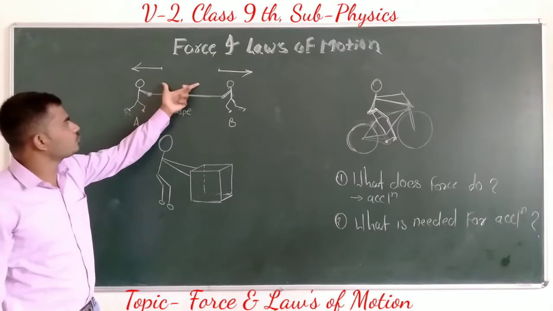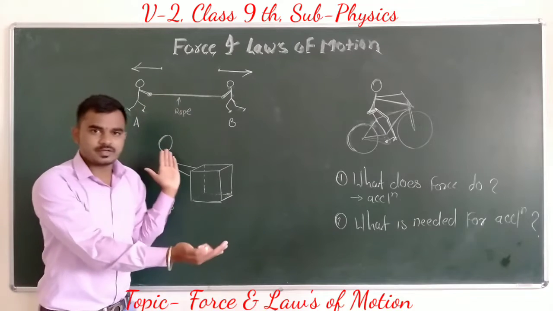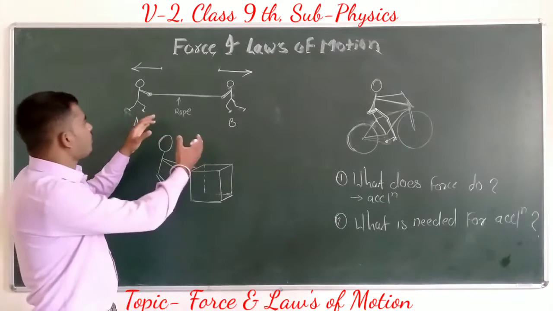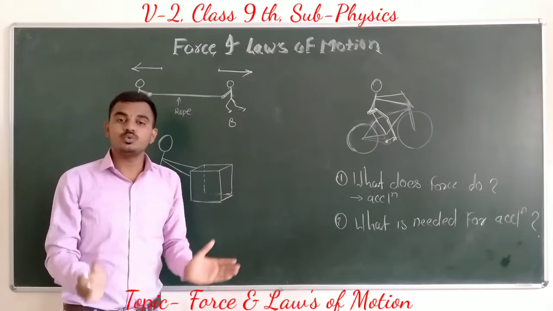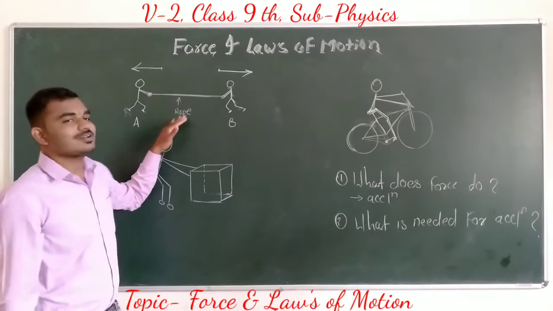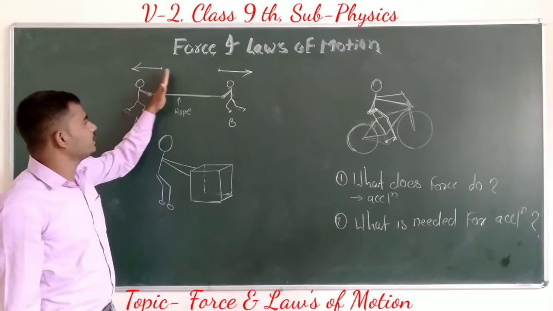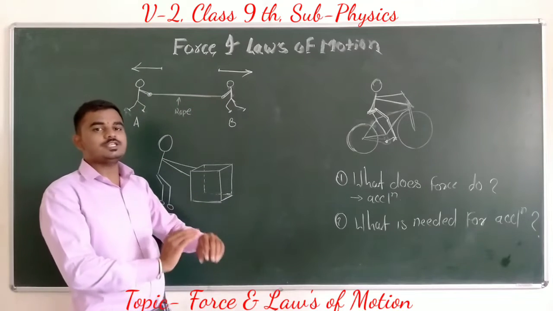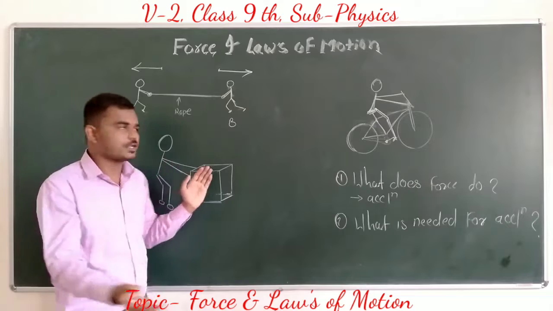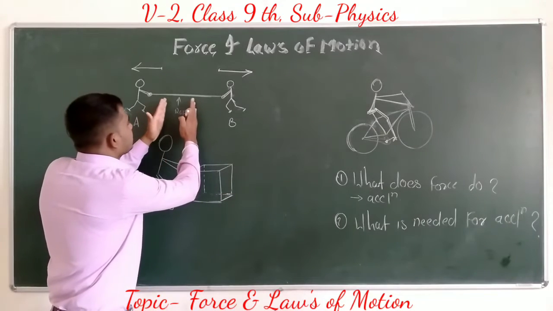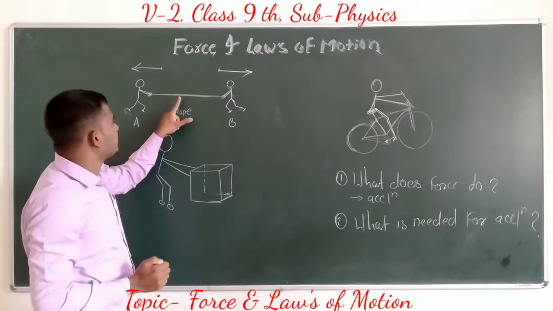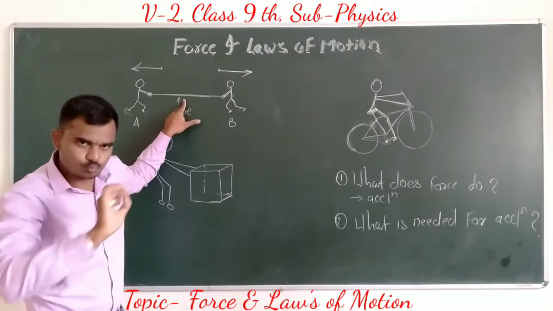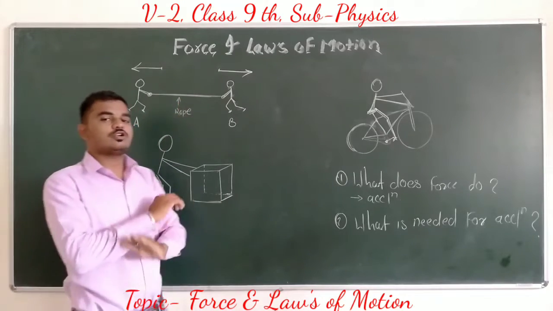Here, both the forces cancel out the effect of each other on the rope, and the rope doesn't move. The rope does not accelerate because of equal forces acting in opposite directions. So that's why the rope does not move anywhere.